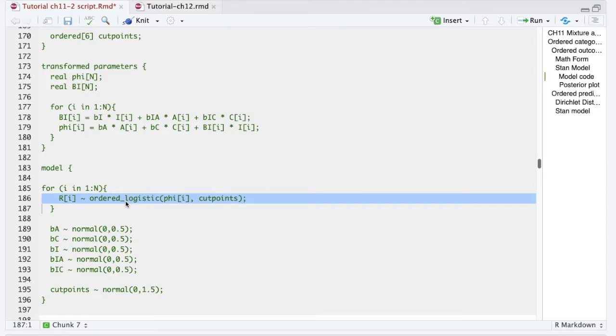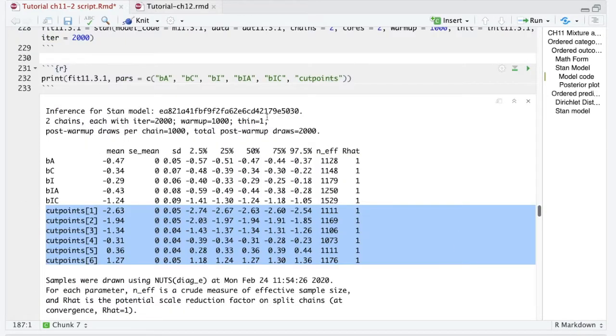So actually, you don't need to worry about the complicated part if you didn't understand it very well. You just need to remember this ordered logistic function. Here's the Stan output of this complicated model. We can first look at the cut points.